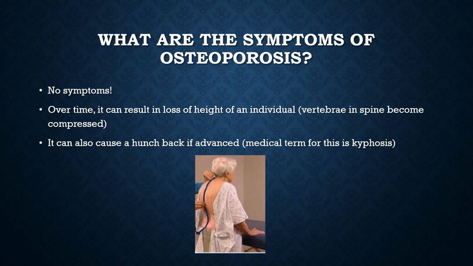I sometimes get patients coming to me saying that they have hip pain and they're worried about osteoporosis, but actually osteoporosis causes no symptoms. Over time, it can result in loss of height of an individual if there are what are called vertebral compression fractures in the spine. That's where the vertebrae in the spine become compressed due to a fracture. It can also cause a hunched back if advanced. The medical term for this is kyphosis. But other than that, you can't really feel osteoporosis until a fracture develops.